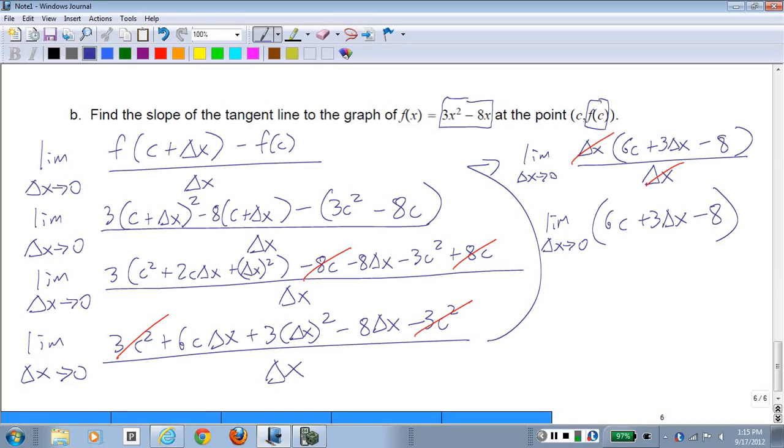And the limit of that entire quantity, when we substitute 0 for delta x, no more limit, it's going to be 6c plus 3 times 0 minus 8, or 6c minus 8. 3 times 0 is 0, and it makes a contribution of 0 to that expression.